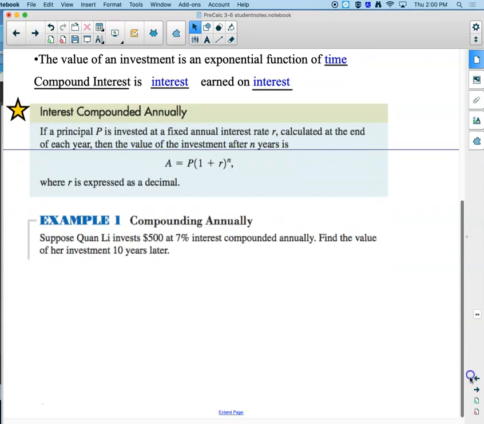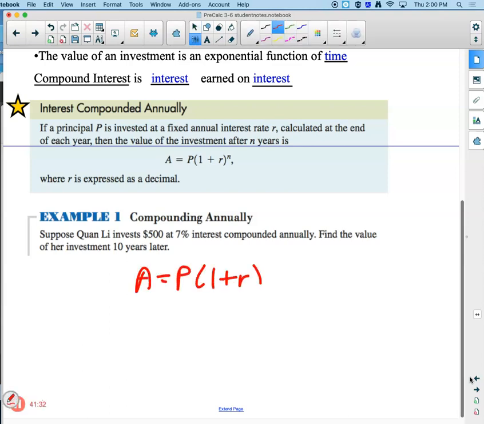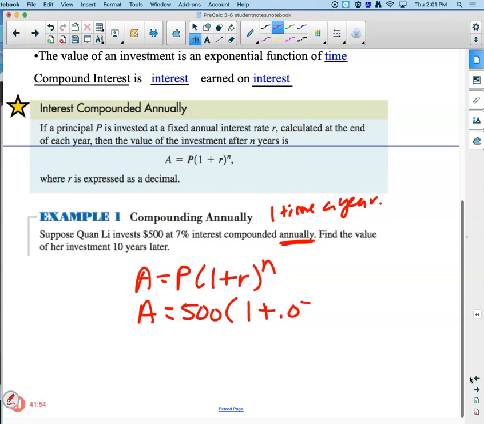So number 1, we just have a very basic compounding annual problem. Suppose Quan Lee invests $500 at 7% interest compounded annually. Find the value of her investment 10 years later. So once they say annually, that's once a year. So that means we can go ahead and use our simple interest formula. So we want to know how much money, that's A, if she started with $500 at 1 plus 0.07, which is 7% compounded annually, and we want to find the value of that 10 years later.